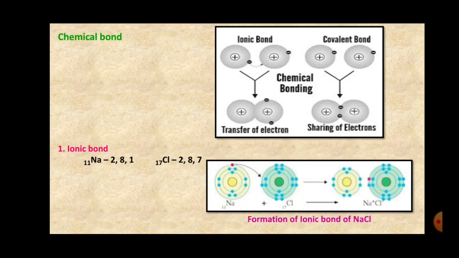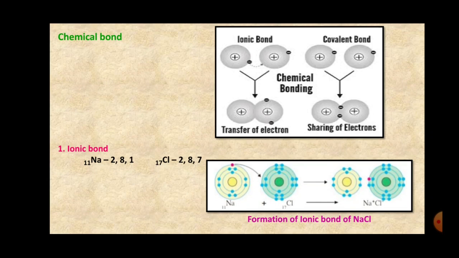Now see in the picture, sodium is having 11 electrons. In the first orbit you can see 2 electrons, in the second one 8 electrons, and in the third one only 1 electron. Whereas if we see chlorine, in the first orbit 2 electrons are there, in the second orbit 8 electrons, and in the third orbit 7 electrons.